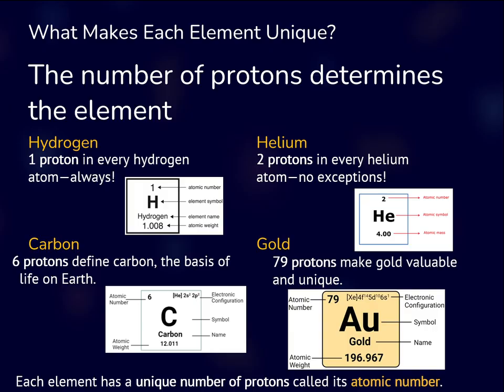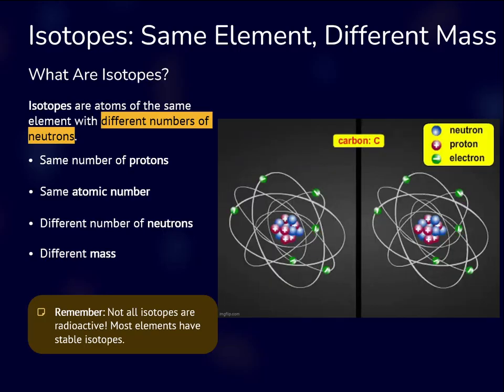You've created something entirely new. That's why the periodic table is organized by atomic number. Each step across the table represents one more proton in the nucleus and one more electron in the surrounding cloud. Those patterns determine an element's properties, its reactivities, the compounds it forms, even its color and phase at room temperature. So, the atomic number isn't just a label, it's an identity code for every atom in the universe.